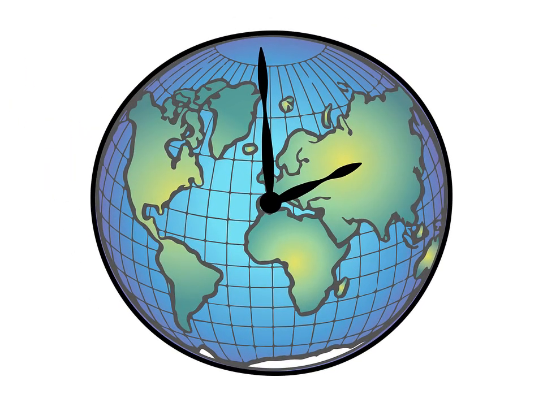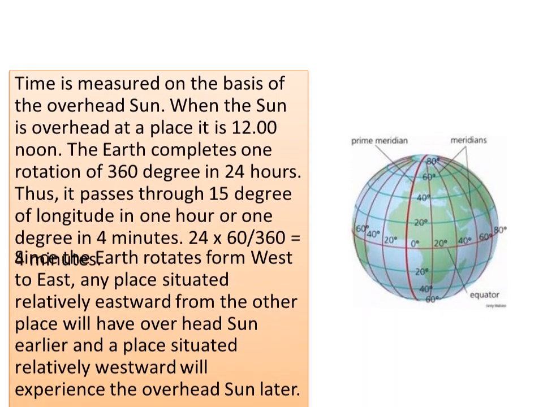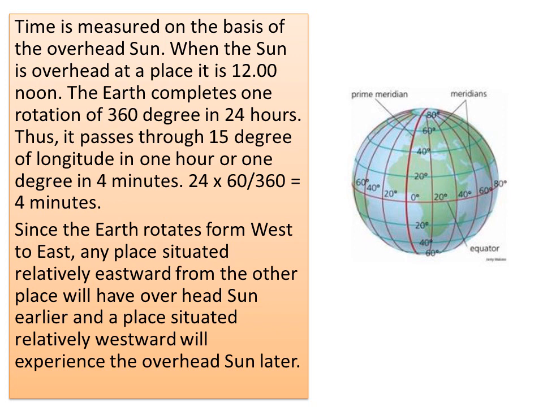Now we will understand the relationship between longitude and time. Time is measured on the basis of the overhead sun. When the sun is overhead at a place, it is 12 noon.